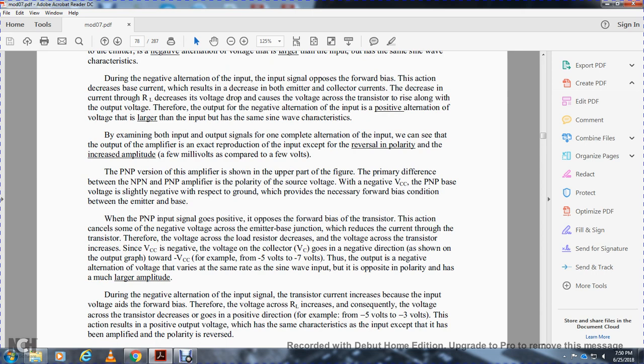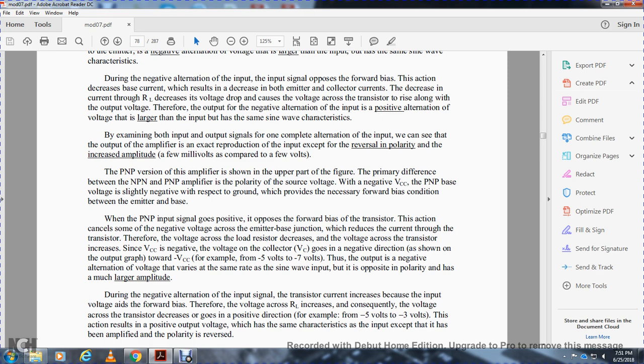The primary difference between the negative and positive amplifier is the polarity of the source voltage, with the negative voltage at the collector and the positive current. The base voltage, slightly negative with respect to ground, provides the necessary forward bias condition between the emitter and the base. When the input signal goes positive, it opposes the forward bias of the transistor, and the actions cancel, with the negative voltage across the emitter-base junction reducing the current through the transistor.